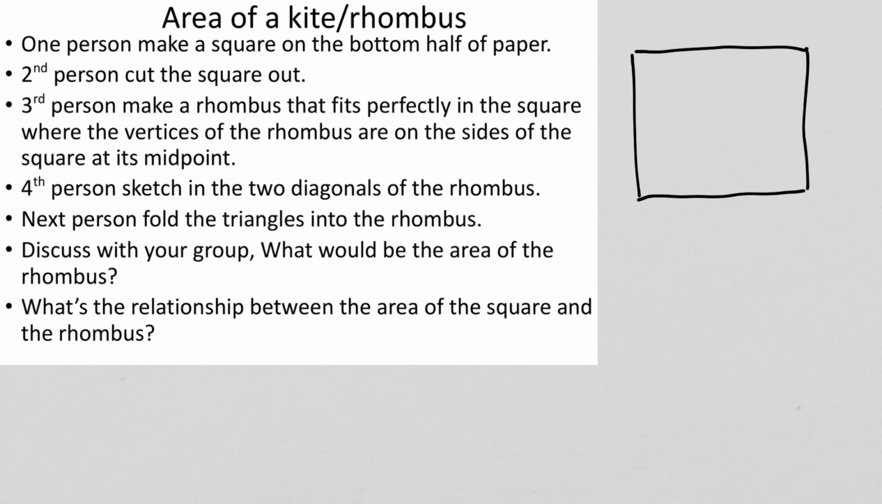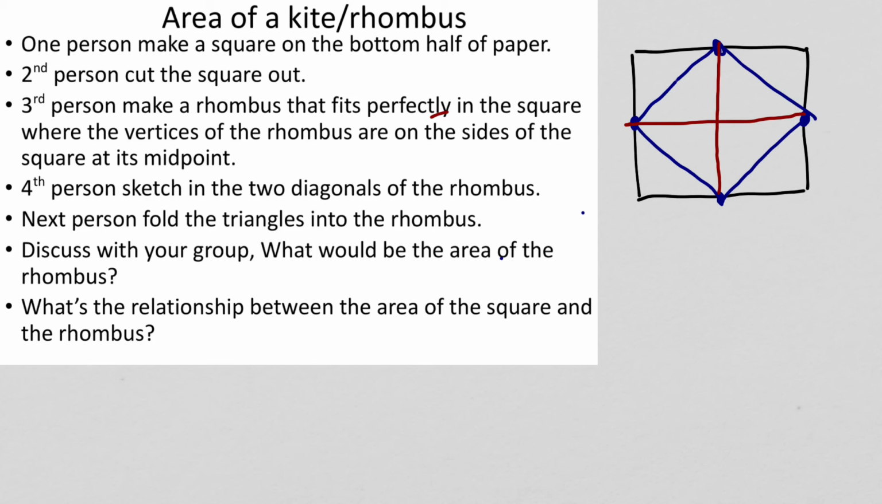So the vertices of the rhombus are at the midpoint of the sides. So let's put our midpoints on the square, and I'm going to connect it. Here is our rhombus inside the square. Now sketch in the two diagonals. So I'm going to do the diagonals in red. Here's one diagonal. Here's another diagonal. So it says discuss with your group. Remember, this is cut out now. The square is cut out.